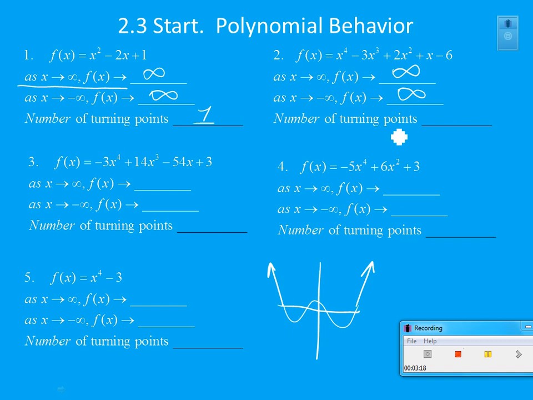Number of turning points. In this case, I went ahead and graphed it for us. There's going to be 3. There could be at most 3 turning points in this case. It's a 4th degree polynomial, so the most there could be would be 3 turning points.